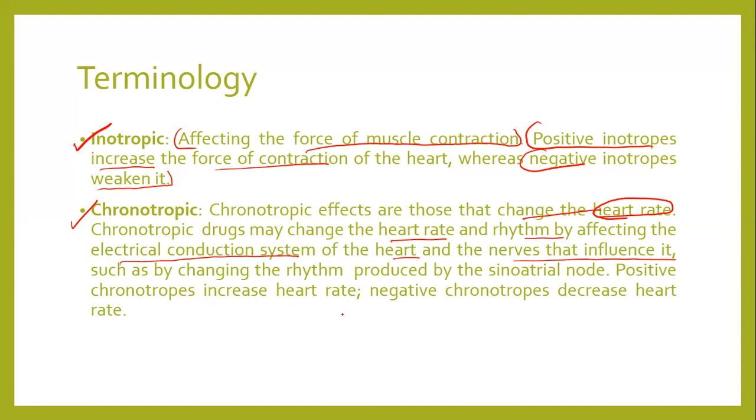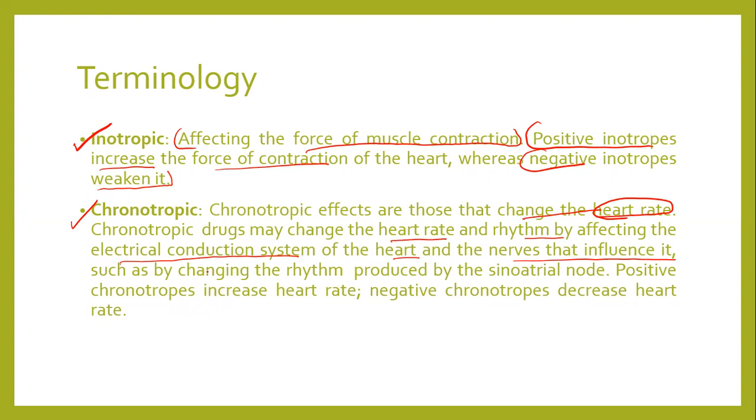The vagus nerve, as we know, is the parasympathetic efferent. So what effect does the parasympathetic system have on the heart? It reduces or decreases the heart rate. And the sympathetic nerve is the cardiac accelerator nerve. So what effect does it have on the heart rate? It increases the heart rate.